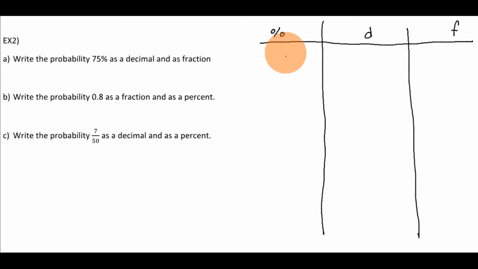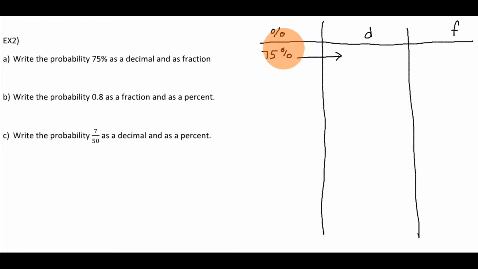We want to take 75%. So I'll plug 75% over here. I have 75% and I want to turn it into a decimal. Now there are a few different ways I can do this. The first way is to think of 75% as a part of a whole. Well, that's 75 out of the whole 100. So I could divide by 100 here.